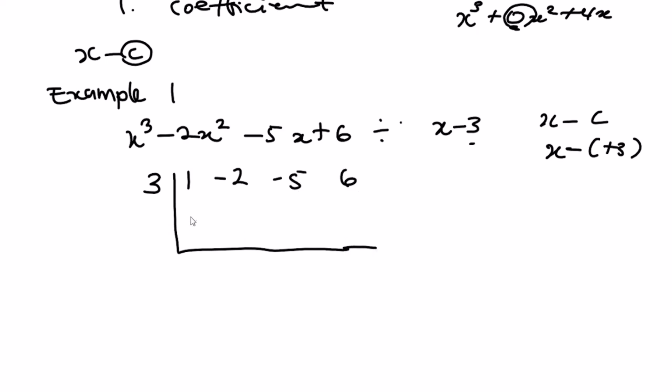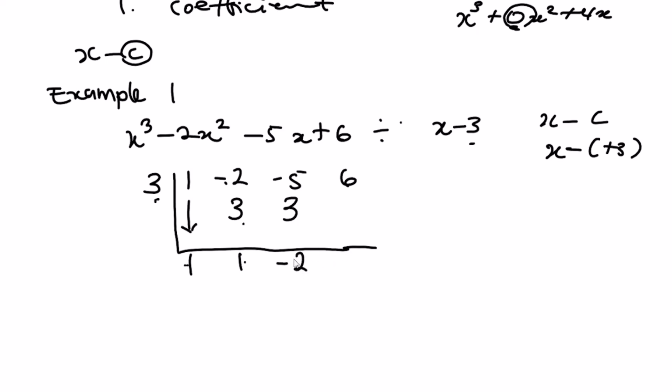Okay, so the first thing you need to do here is bring down the first coefficient. You use that one to multiply by c, and what you get, you add to this column. So 1 times 3, you get 3. Then negative 2 plus 3, you get 1. Now you use the 1 to multiply the 3 here. So 1 times 3 will give you 3. Then you add negative 5 plus 3, you get negative 2.